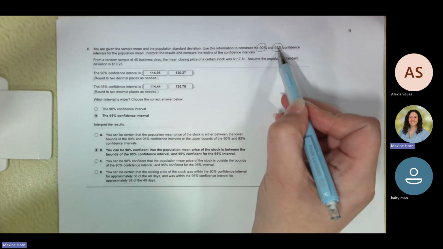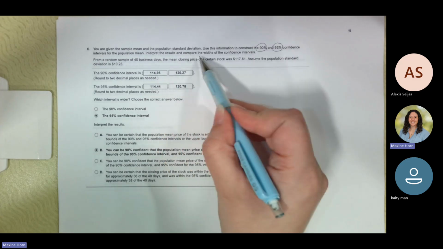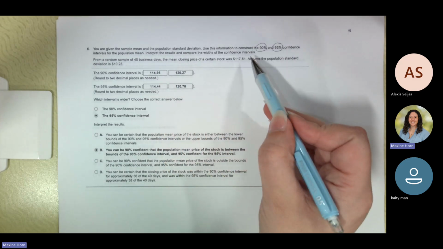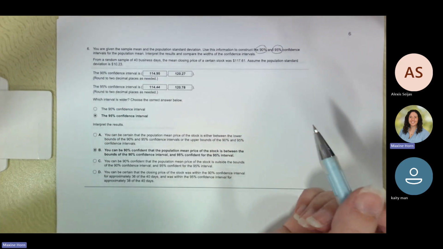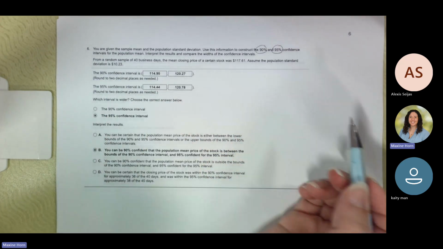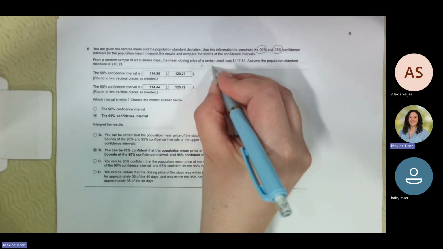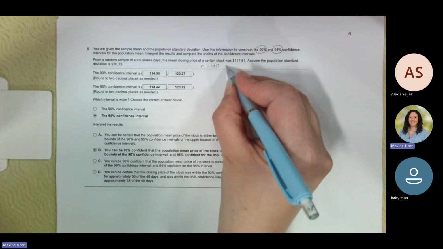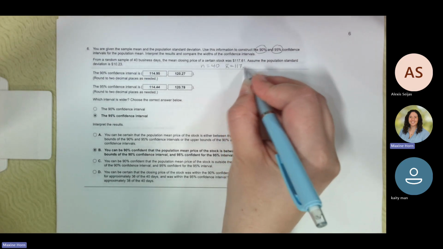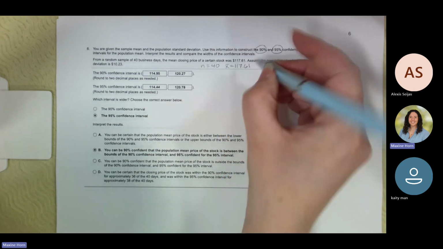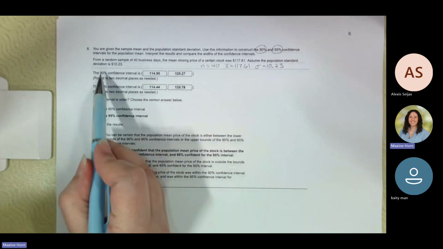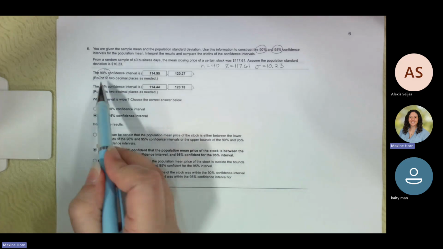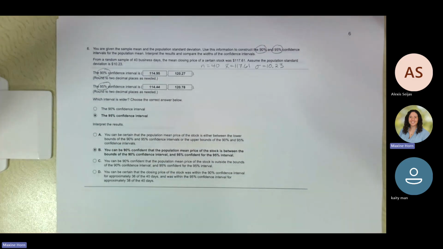So we're going to do both of these, and then we're going to interpret the results and compare the width of the intervals, okay? So it's giving us all this information, so we do have to go ahead and label this. All right, from a random sample of 40 business days, N is 40. The mean closing price of a certain stock, X bar, was 117.61. Assume the population standard deviation is 10.23. We're going to construct a 90% interval, and after we do that, we're going to construct a 95% interval, okay?